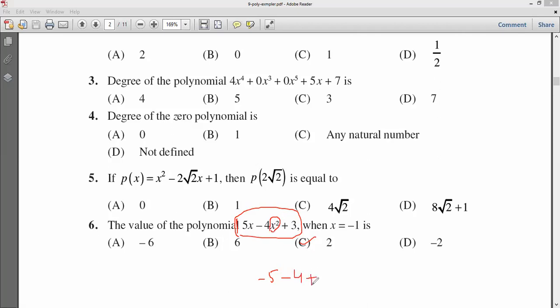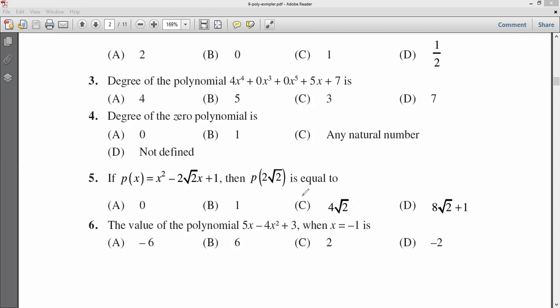Plus 3. Now what is minus 5 minus 4? Minus 9. Minus 9 plus 3 is how much? Minus 6. Minus 6 is the correct answer. So that means you should know the basic rule of integers that you have studied in class 7th or 8th. 7th class, I think.